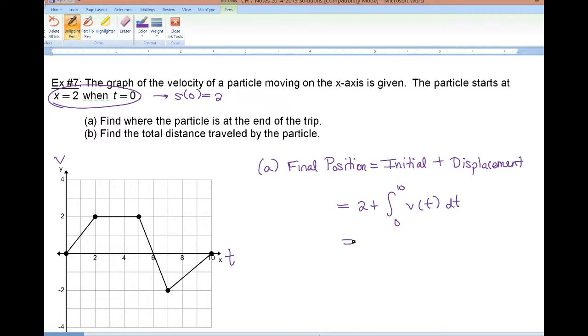Okay, well what is the integral? So we have a trapezoid and the triangle is going to get subtracted. Or you can divide it into rectangles and triangles. It's how you want to divide that up. Go ahead. You want to make it into a trapezoid? That's the initial position plus the displacement.